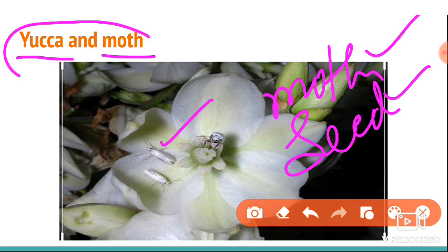They completely depend on one another. They will not complete their life cycle without one another. This is the next example, that is yucca and moth. You can take the example of yucca and moth.